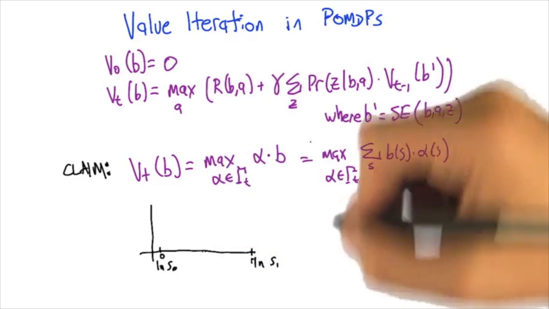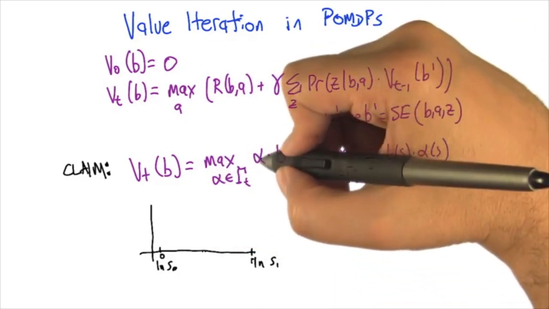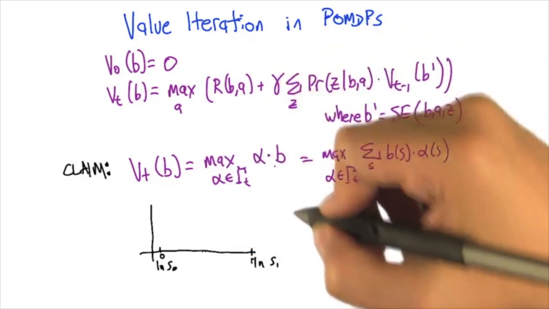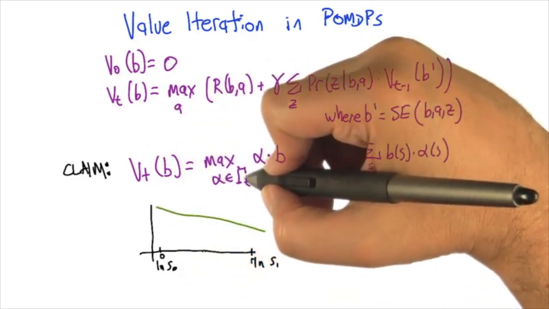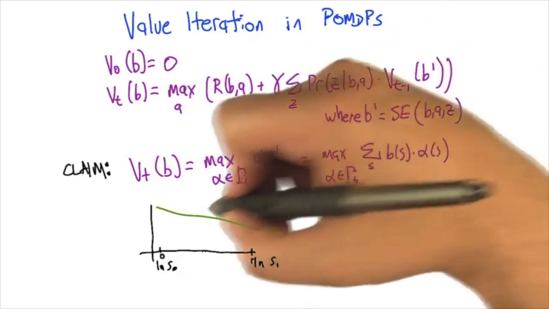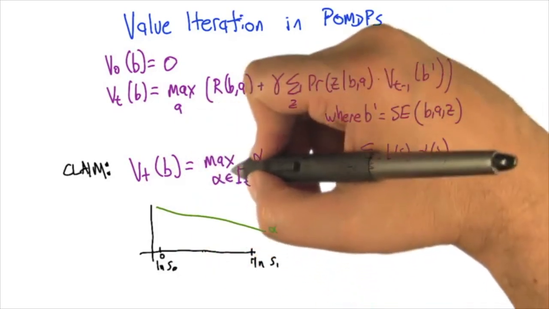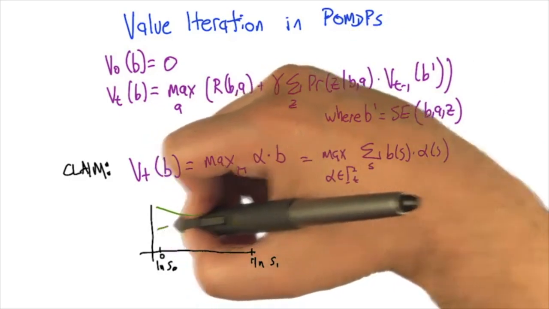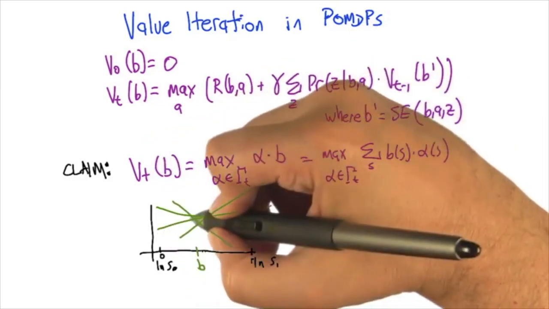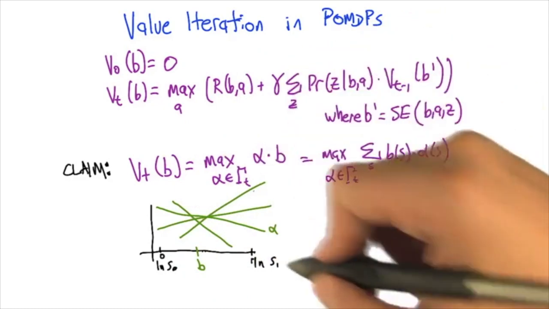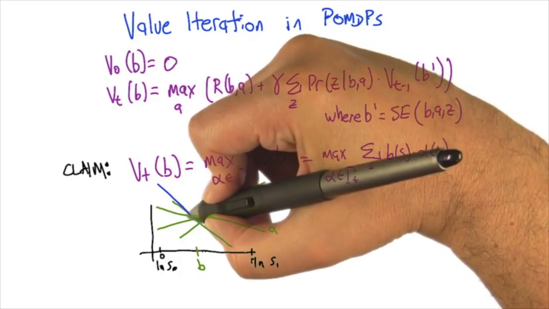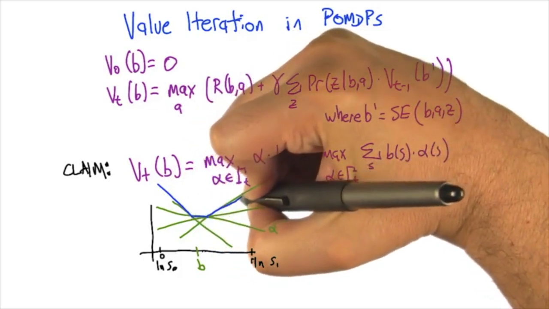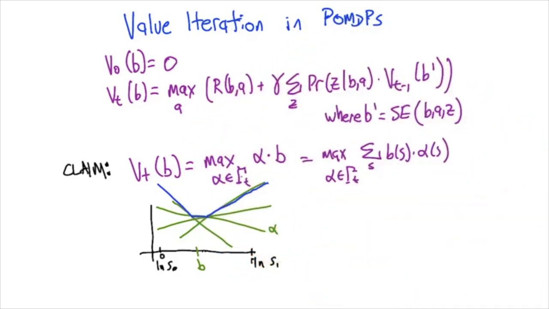What functions of this kind have in common is that each of these alpha times b is a linear function of the belief state. So each of the alphas in this set, capital gamma sub t, is some linear function of the belief state. And we have a whole bunch of them. At any given belief state b, we're taking the maximum value of all these possible linear functions. So at the end of the day, the actual function that we've represented is this upper surface of these linear functions, each of which is defined in this set, capital gamma. Does that make some sense?